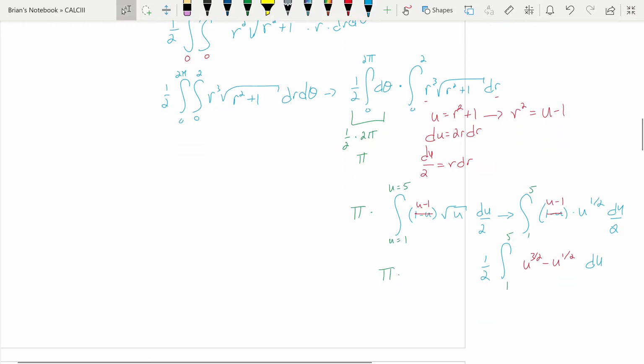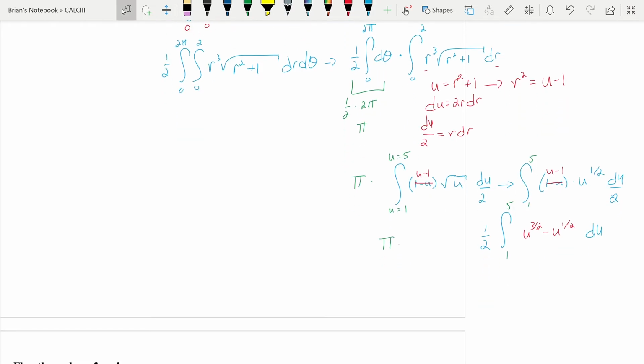All right, cool. So now we've got u to the 3/2. Okay, now we have to integrate that. So it gets a little messy. It'll be 1/2 times, so then we get 1 over 3/2 plus 1. So 3/2 plus 1 would become 5/2. So it'd be 2/5 u to the 5/2 minus 2/3 u to the 3/2, and we integrate that from 1 to 5.